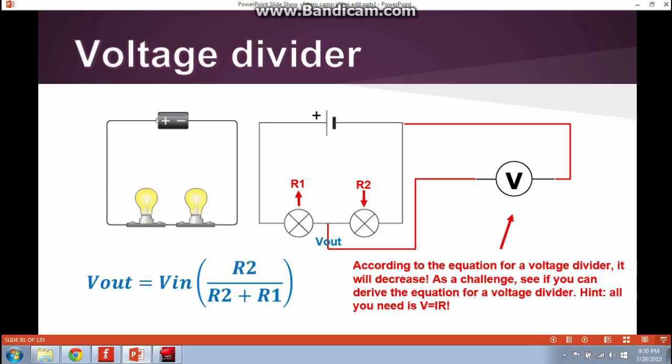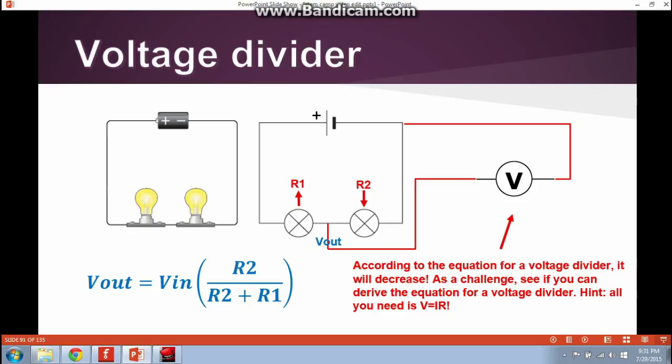And if anyone can derive this equation, I would love to see someone do it. Bring it up to me or a mentor. And the hint is that all you need to use to derive this formula is simply V equals IR. You have to get a little bit clever with it, but I think you could probably do it. So see if you can arrive at this equation in blue here for the voltage divider based just on using V equals IR. And don't Google it, because that's cheating.